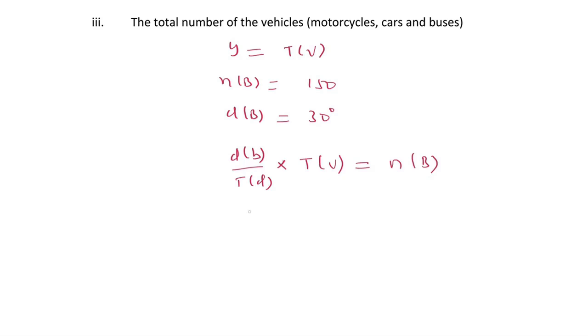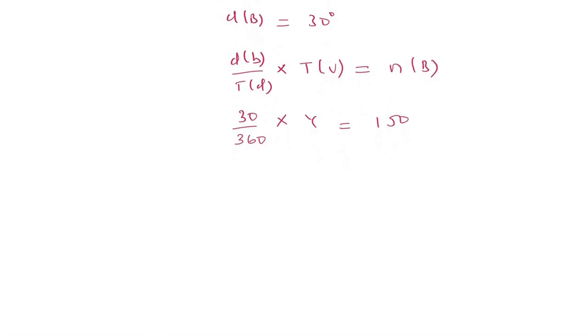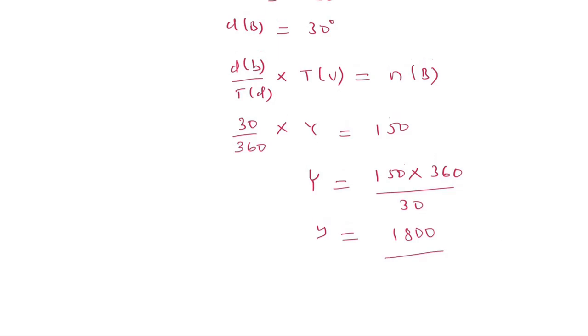Now let us substitute the values we have. Our equation is going to be 30 over 360 times y equals 150. Next, let us make y the subject. Then our equation is going to be y equals 150 times 360 over 30. Solving this, we are having y equals 1,800. Therefore, this is the total number of vehicles required.